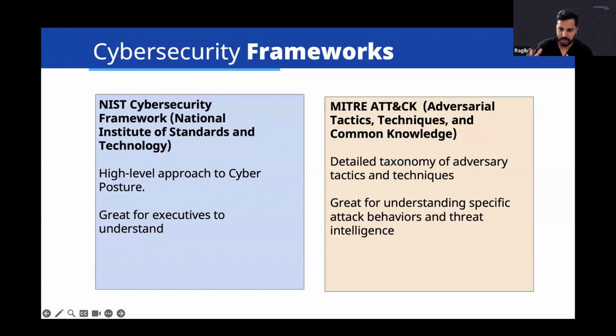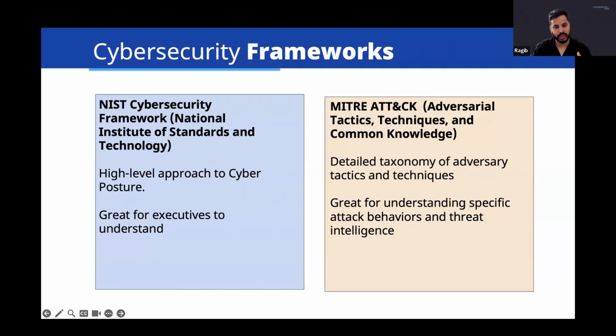Okay, so it's like an overview of your cyber posture. It's usually used by people at the top who don't really know a lot in terms of technical details, but they want to get an overview of how their company is doing in terms of cybersecurity.